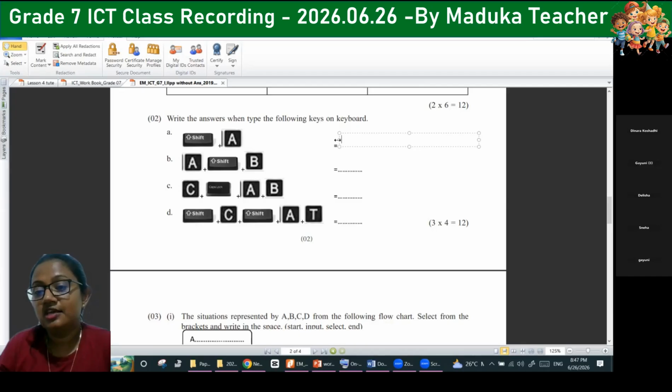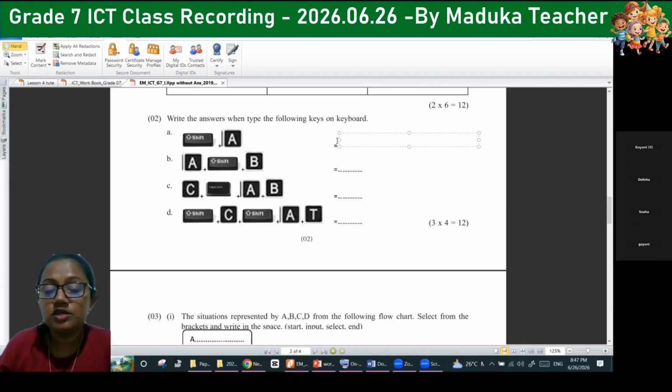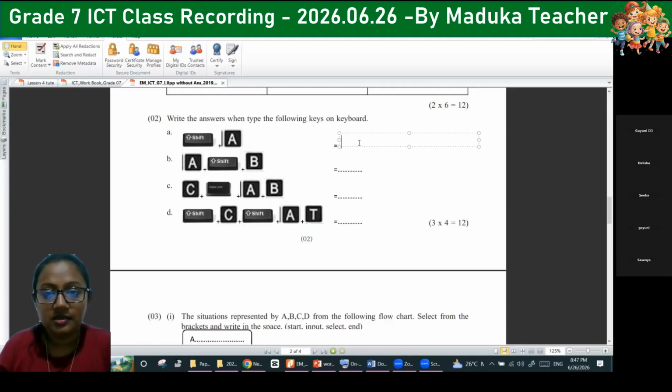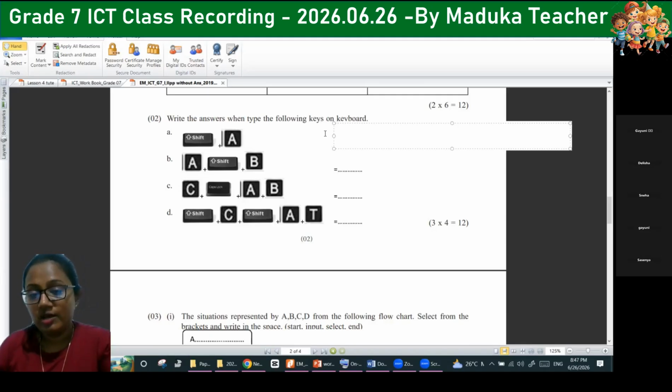What is the answer, Gayuni? Capital A or simple A? Capital A. Good. Right. Let's check it. Now I'm going to press Shift plus A. Shift plus A, it's capital A.